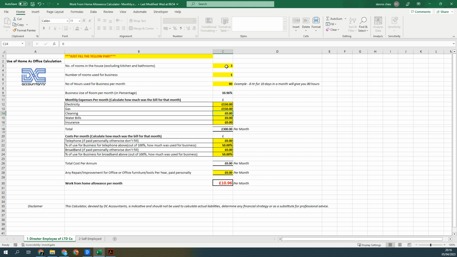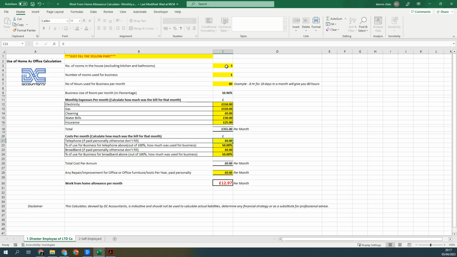So same with the water bill. For the sake of argument, for cleaning, I didn't have any cleaning, so I put zero. Water bill on an average on a monthly basis is about £30. And insurance for the house, I pay about £25. So as you can see, it gives you a figure of £355.